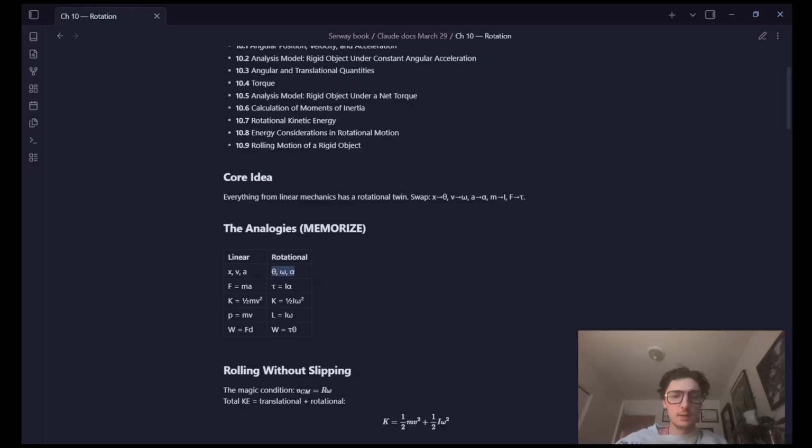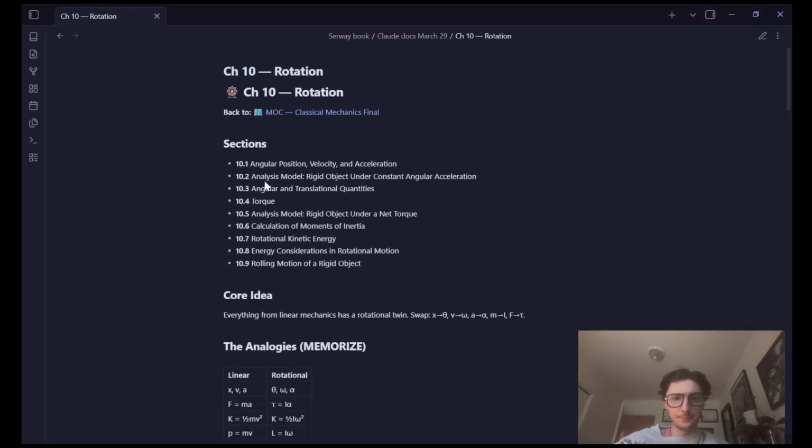The theta is the angular position. The omega is angular velocity, which is analogous to translational velocity or linear velocity. And this alpha is angular acceleration, which is analogous to linear acceleration, this regular a. So that is all these three things. This is the first third of the chapter or so.